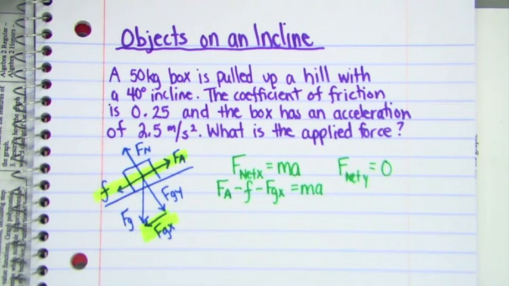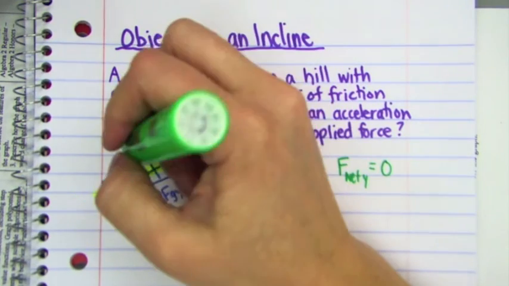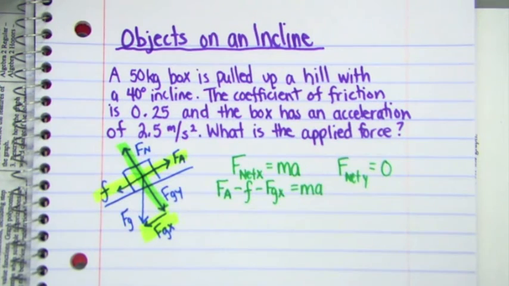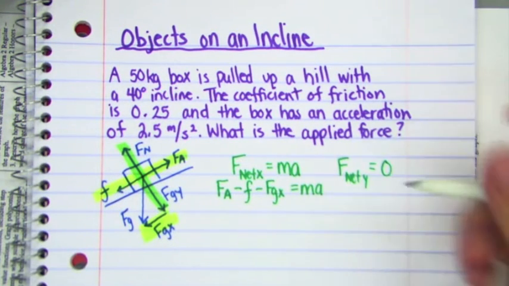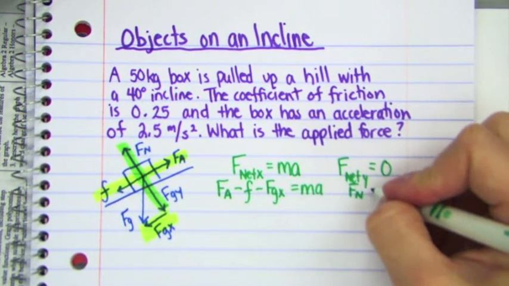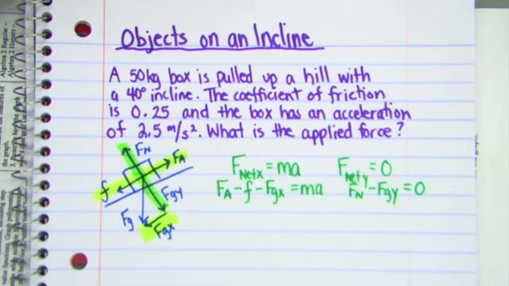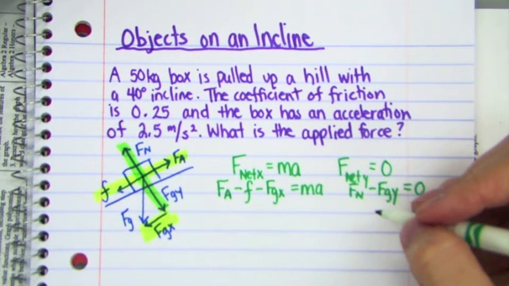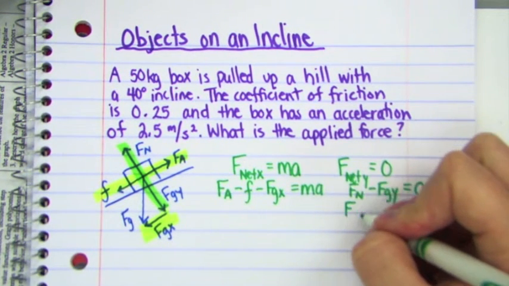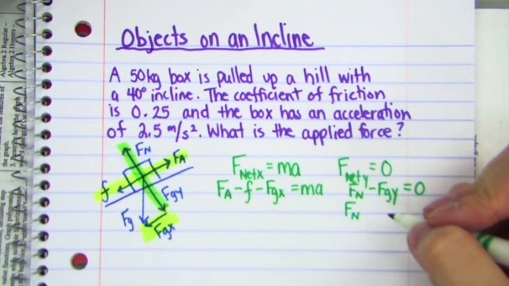In the y direction, we know we have 2 forces, Fn and Fgy. Now we can continue to solve for the appropriate force. I'm going to start with the y side and get Fn by itself. I know I'm going to need this because there's friction involved.